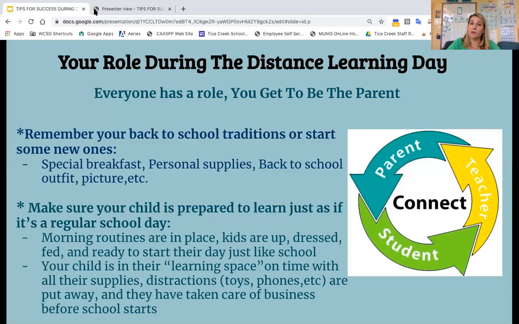The other part of this goes back to that soccer analogy. We need to make sure that our kids are ready for the school day. And that means, just like Emily was saying, our morning routines are in place. Our kids are up and dressed. They're ready to start their school day on time. They get to that amazing learning space that you've made, whether it be the dining room table with a little office middle of folders, or their personal desk, whatever that space is that you've come up with. But they're there on time, ready to learn. They've logged into their Zoom meeting, their toys and their phones, those distractions, are put away, and they've taken care of the before school business.